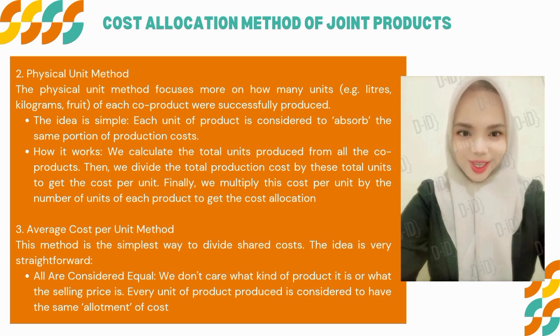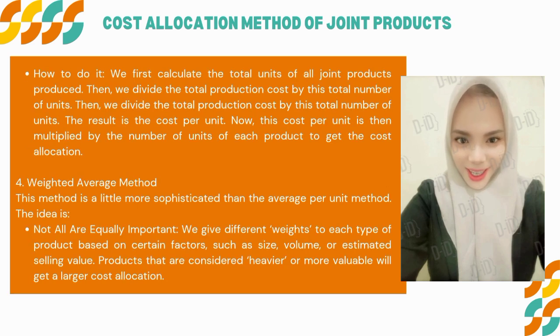3. Average cost per unit method. This method is the simplest way to divide shared costs. The idea is very straightforward. All are considered equal. We don't care what kind of product it is or what the selling price is. Every unit of product produced is considered to have the same allotment of cost. How to do it? We first calculate the total units of all joint products produced. Then we divide the total production cost by this total number of units. The result is the cost per unit. Now this cost per unit is then multiplied by the number of units of each product to get the cost allocation.